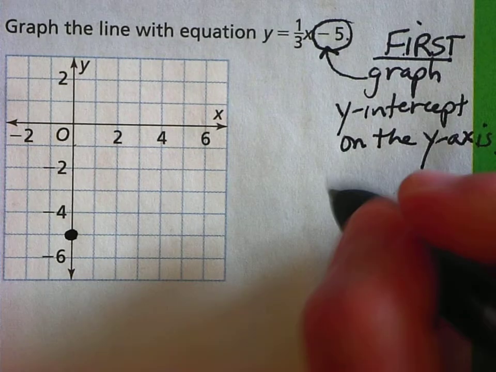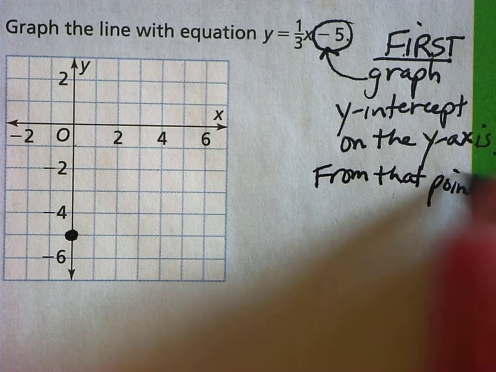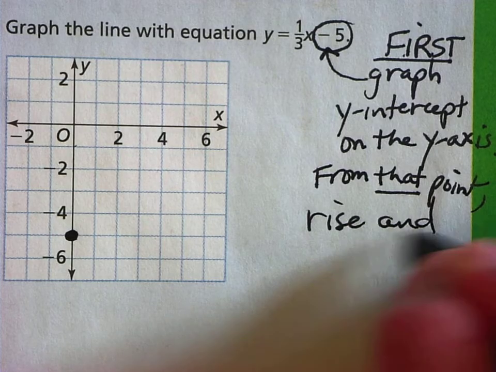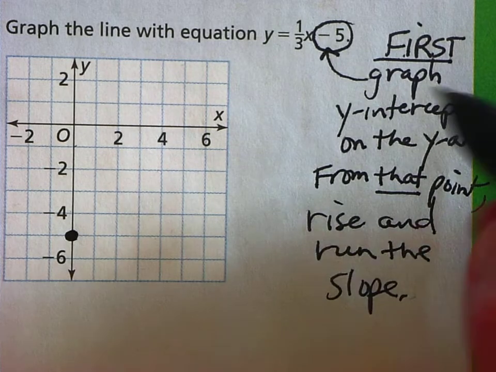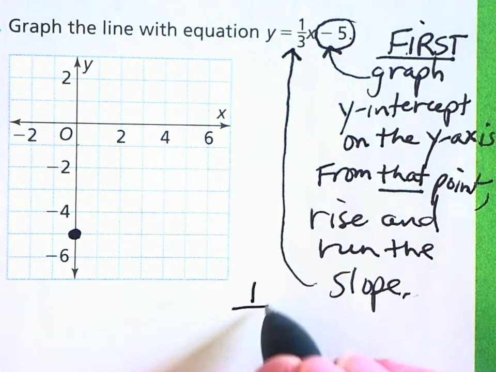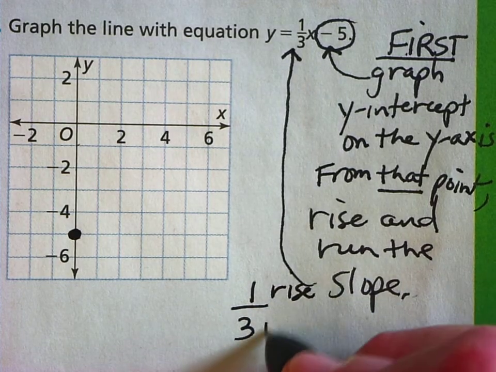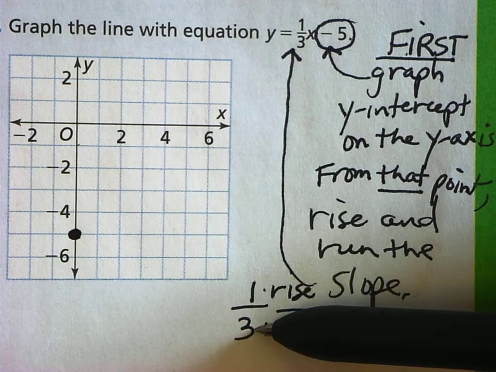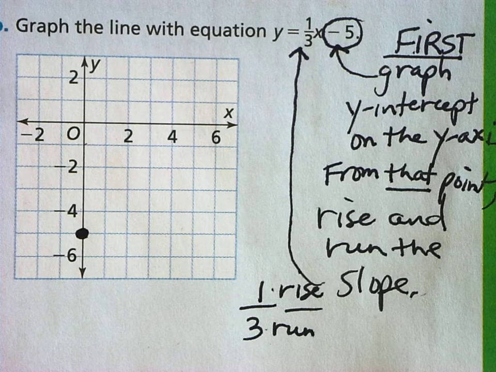Okay, next, from that point that I just graphed, rise and run the slope. So folks, here is your slope, right here, 1/3. Because it's a fraction already, 1 is my rise and 3 is my run. So from this point, I'm going to rise 1 and run 3. And it's positive, so I'm going to rise 1, go up 1, and 3 to the right.